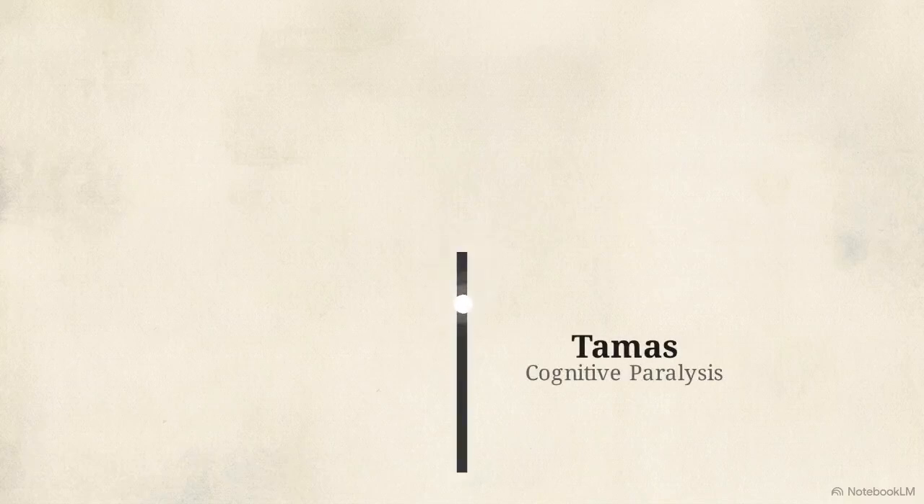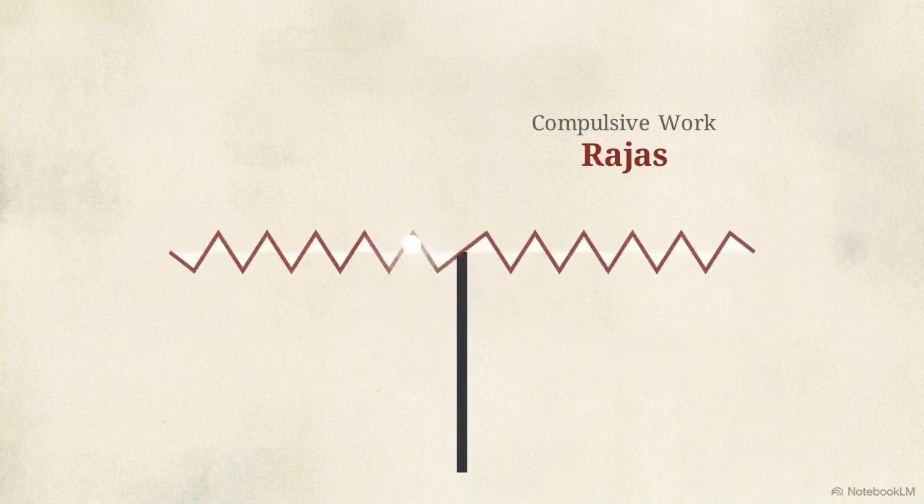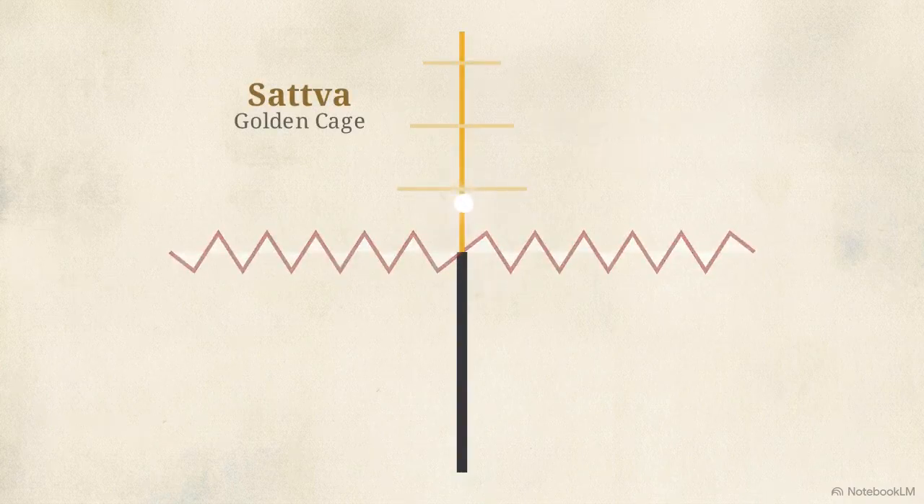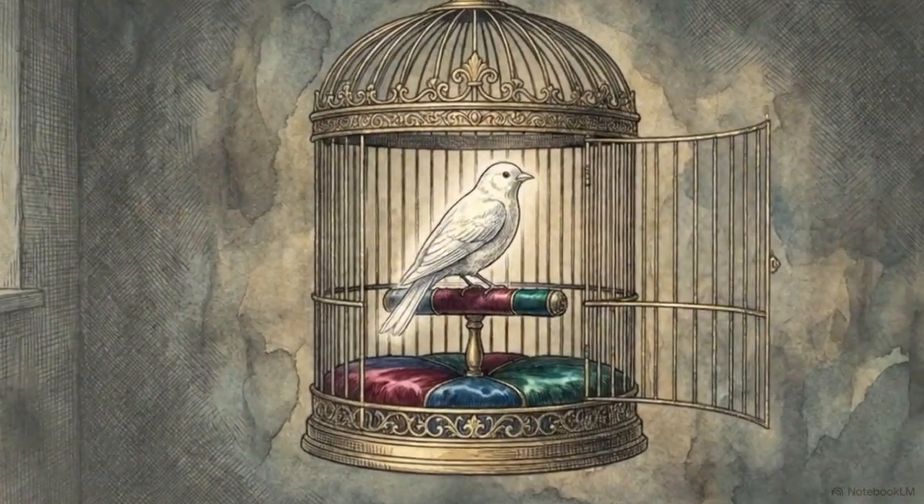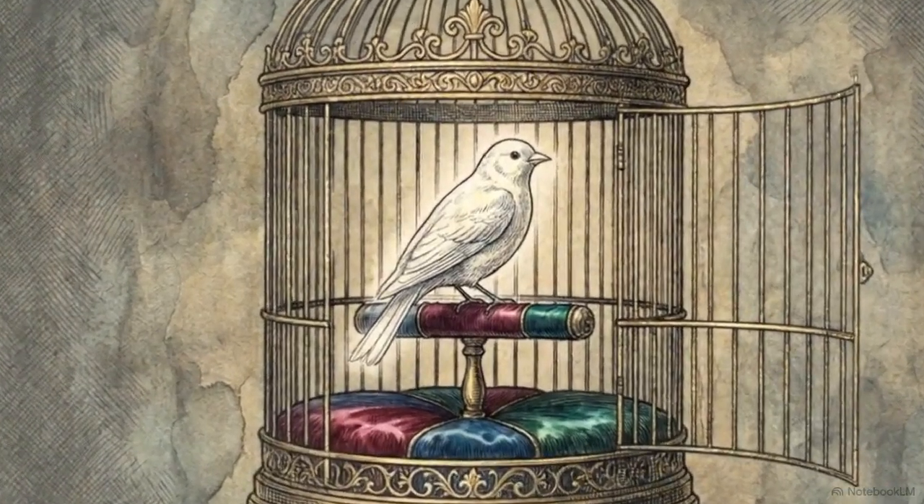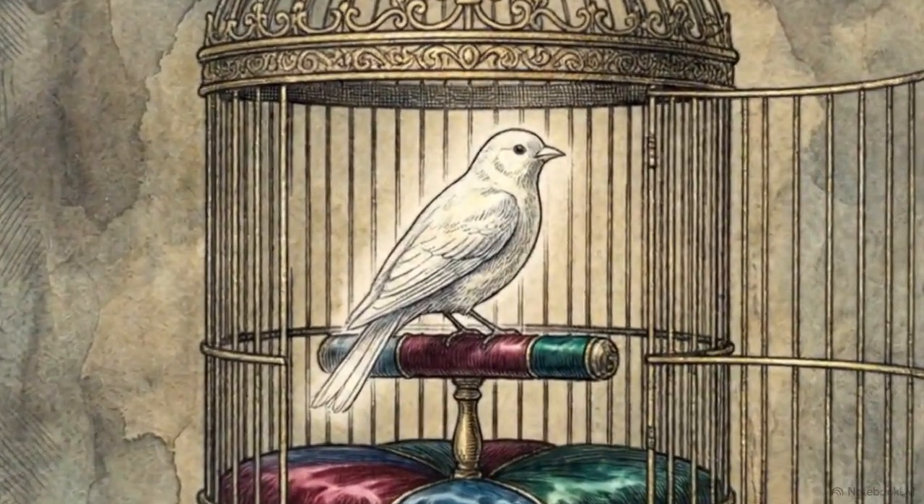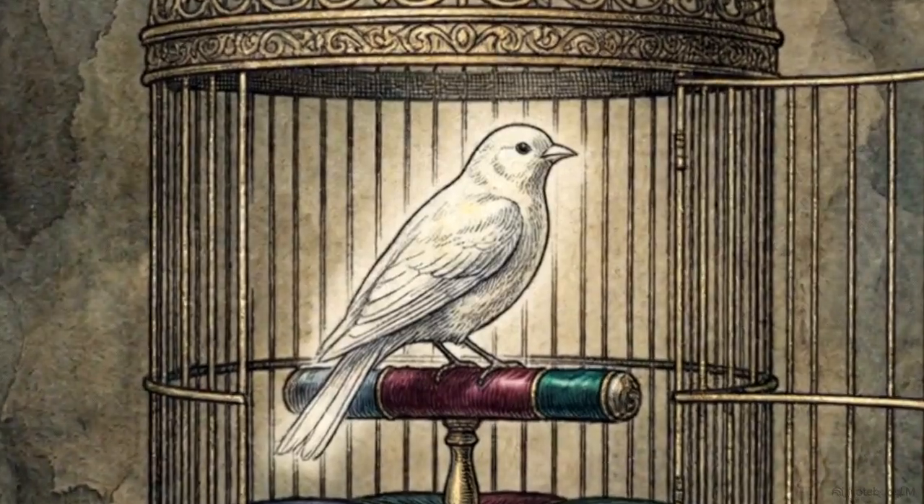Map the gunas as a 3D coordinate system around the central observer. The downward z-axis is tamas, binding us through cognitive paralysis. The horizontal y-axis is rajas, driving compulsive work. The upward x-axis is sattva, a golden cage tethering the soul through egoic attachment to wisdom. Moral righteousness and intellectual sophistication remain material bonds. They represent a more refined layer of the same system.